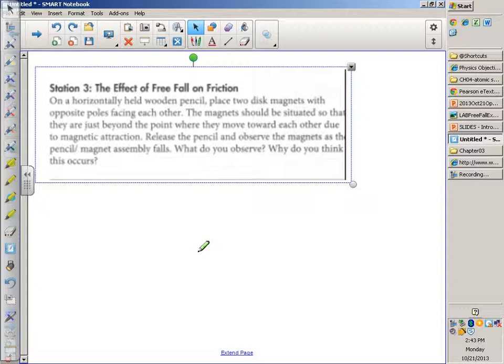All right. Next demonstration involves this water bottle. Okay? So I'm going to take this water bottle.